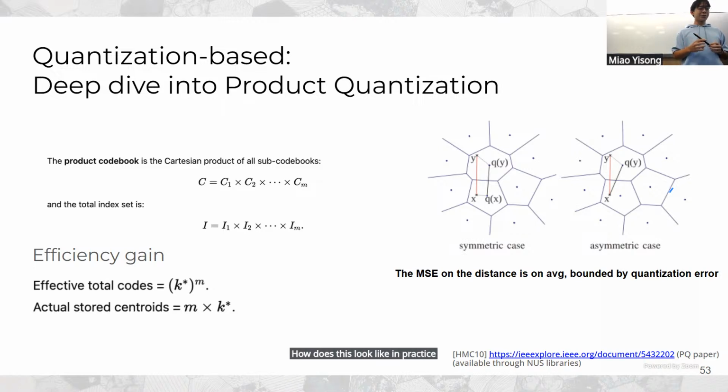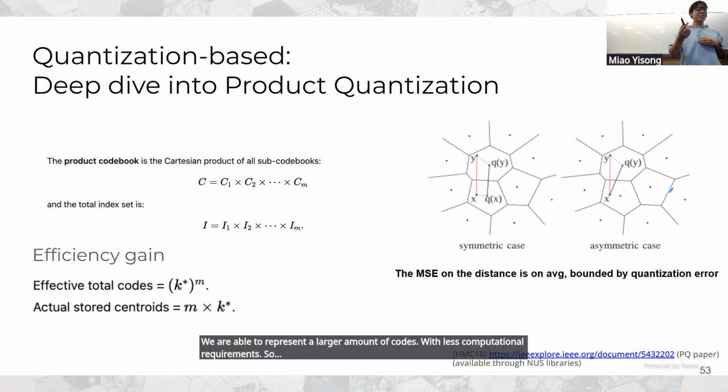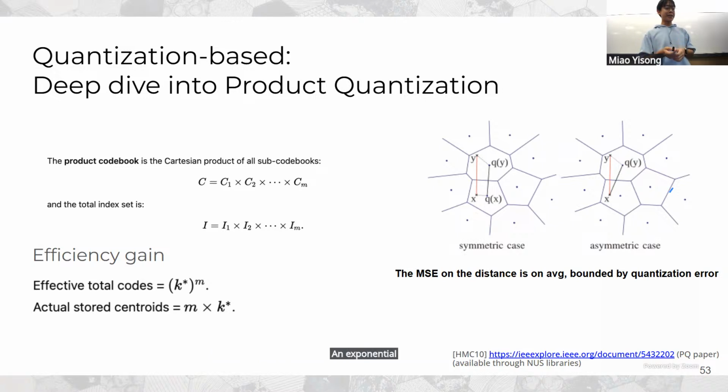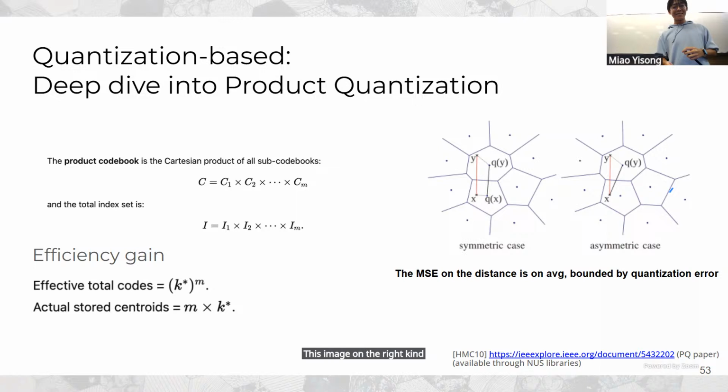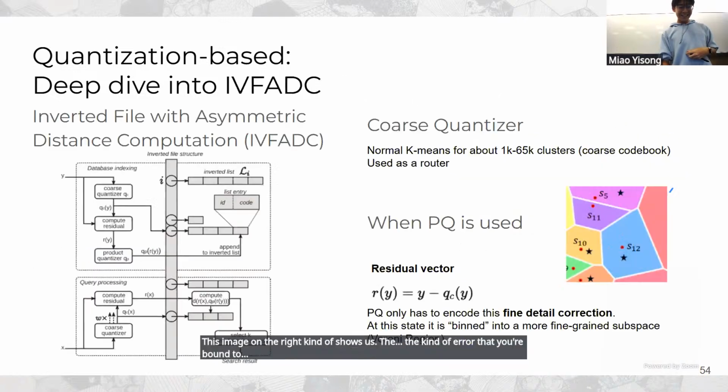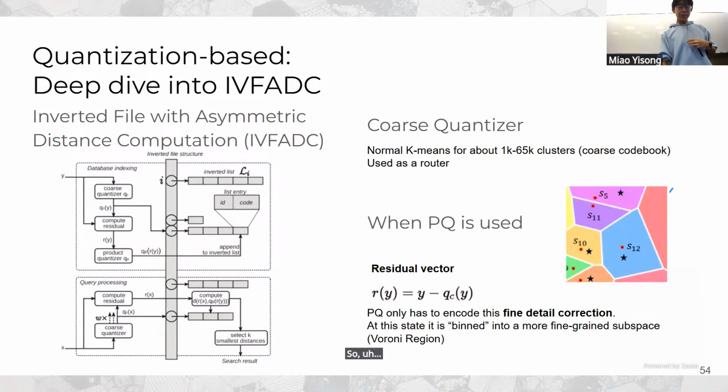So how does this look in practice? After we quantize into these smaller spaces, we are able to represent a larger amount of codes with less computational requirements. We can actually store an exponential amount of codes in a non-exponential amount of storage. We have an effective gain in the amount of codes with a smaller gain in the amount of centroids. What we see just now is the distortion error. This image on the right shows the kind of error that you're bound to. If we go back.